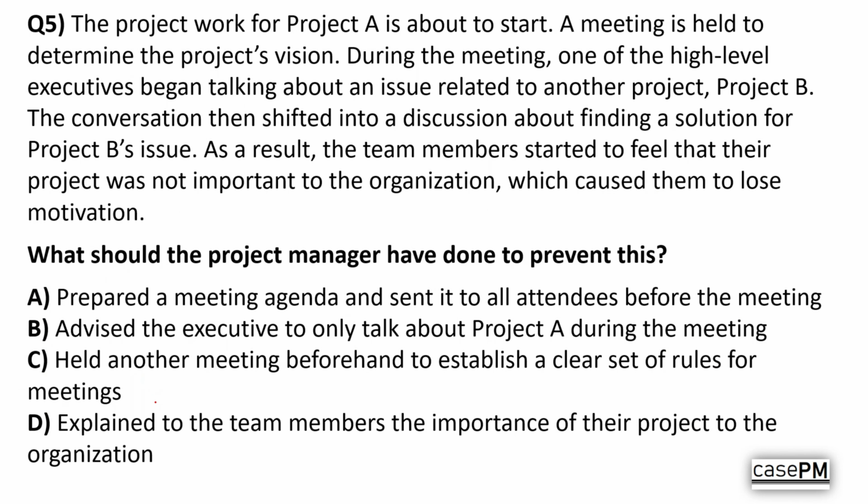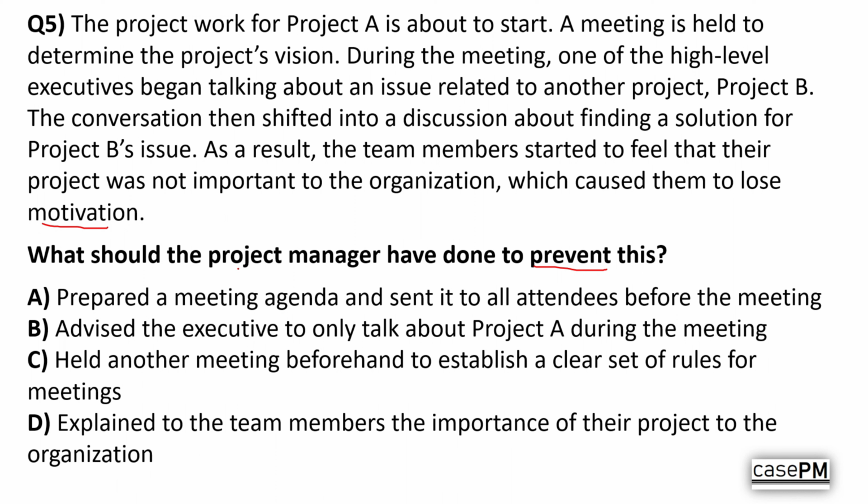Okay, here is the last question. This is again a long one. The project work for Project A is about to start. A meeting is held to determine the project's vision. During the meeting, one of the high-level executives began talking about an issue related to another project, Project B. The conversation then shifted into a discussion about finding a solution for Project B's issue. As a result, the team members started to feel that their project was not important to the organization, which caused them to lose motivation. What should the project manager have done to prevent this?